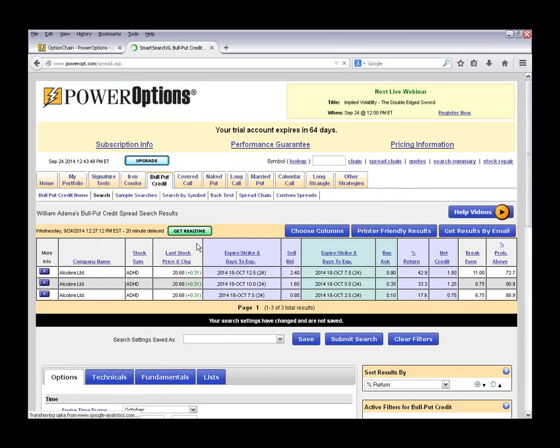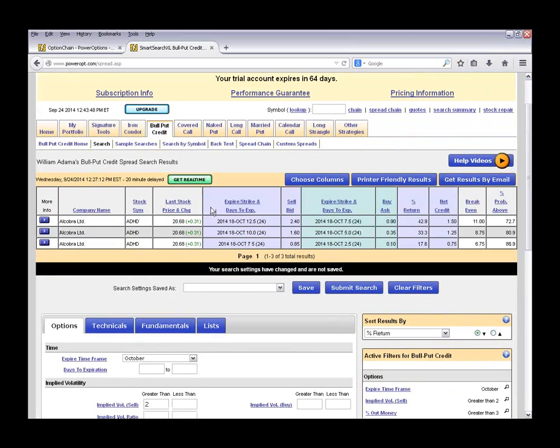Okay, so Alcobra is the only one that comes up. And we see some deep out-of-the-money securities here. The stock's at 20.68. We could sell the October 12.5 for 2.40, buy the October 11 for 0.90, so get a net credit of $1.50 for potentially a 42.9% return.